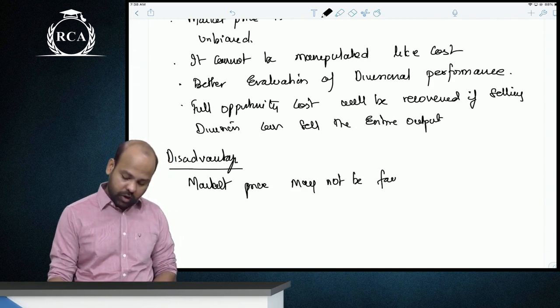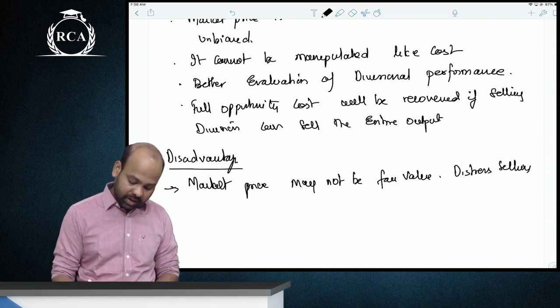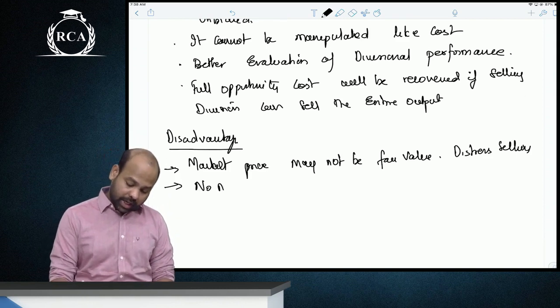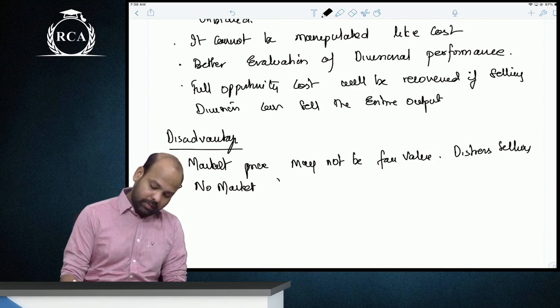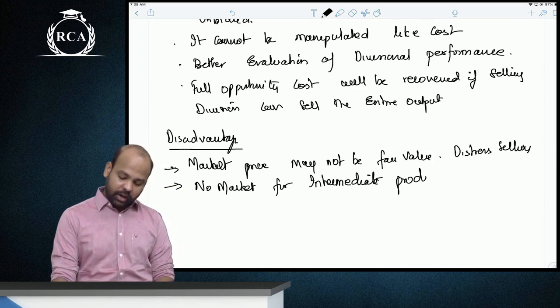What if there is distress selling in the market, resulting in very low prices? Possible, sir. What if there is no market for the intermediate product? I cannot use this model. If there is no market for the intermediate product, we cannot use this.